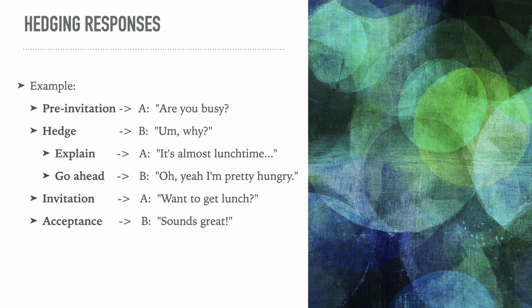A then explains, it's almost lunchtime. That gives B a good idea what the invitation will be. B gives the go-ahead. Oh, yeah, I'm pretty hungry. A says, want to get lunch? And B accepts the invitation. Sounds great. In this way, the hedge lets B check what kind of invitation is coming before B decides, should I accept or should I block it?